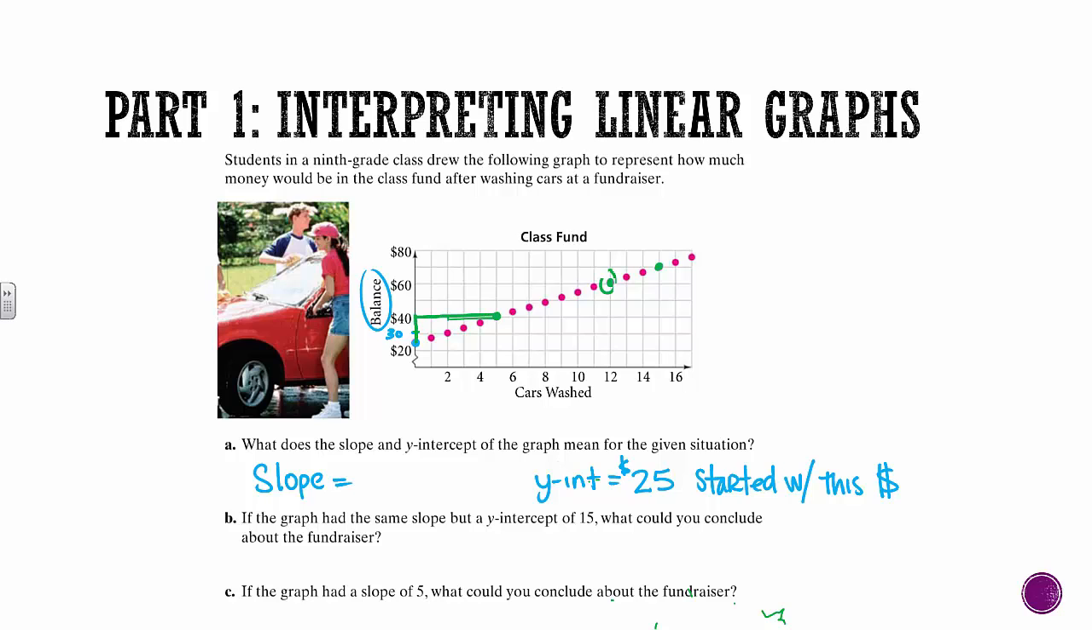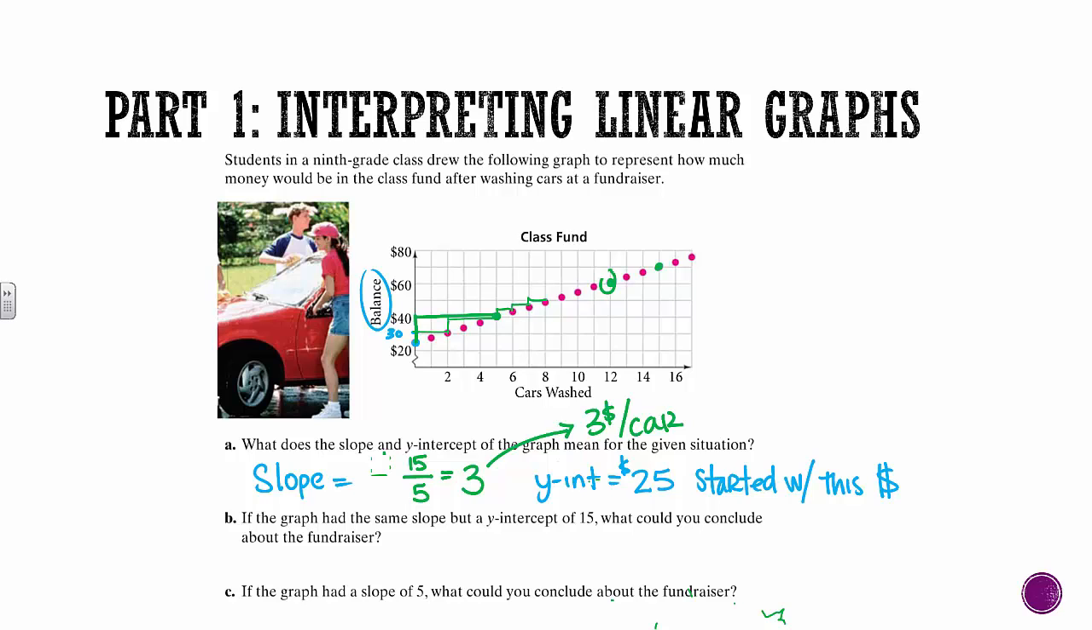So if I think about this, I went up from 25 bucks to 40 bucks, so that's up $15, divided by 5 cars. So that means the slope is 3. So if you think about that in this situation, that means that I'm making $3 per car. If I wash 6 cars, I'm going to make $3 more than what I have here, and it's going up by 3 every time. So now these questions ask us to change the slope or the y-intercept.